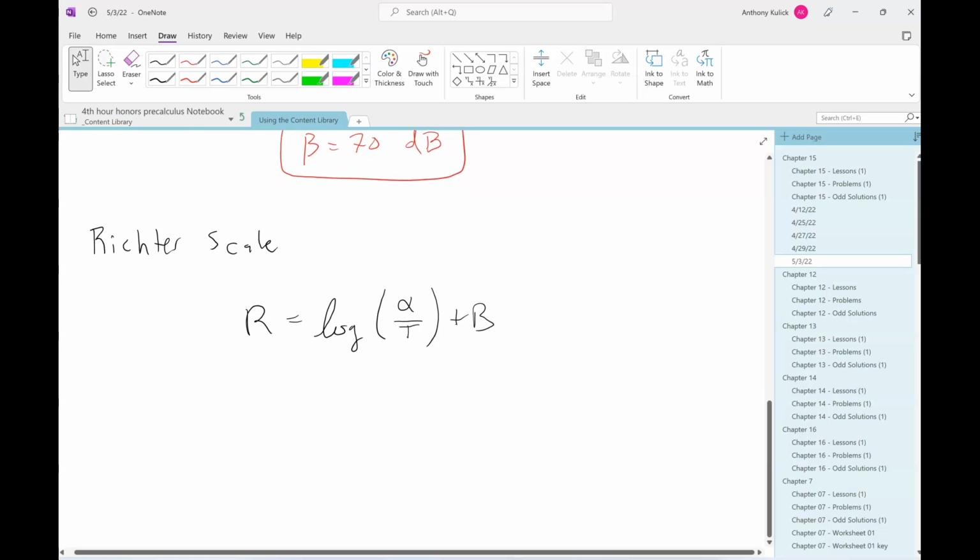So the Richter scale measures intensity of earthquakes or magnitude of earthquakes. So the R is what I'll call the magnitude of earthquakes.